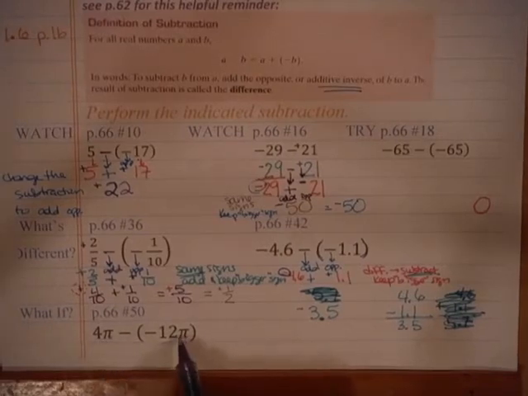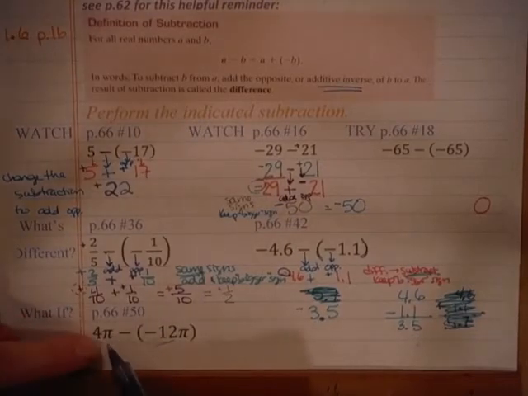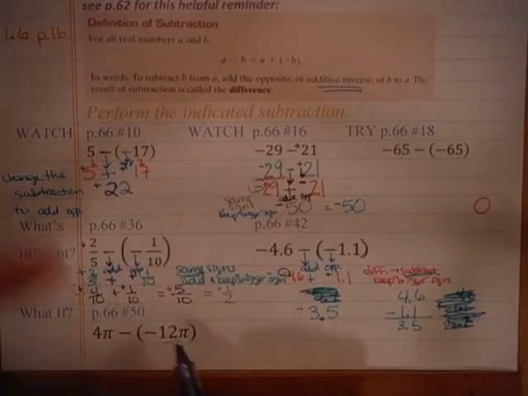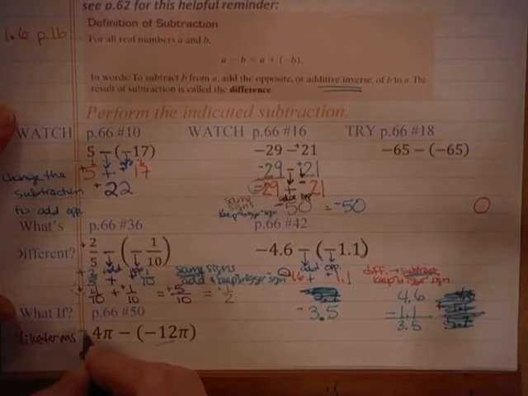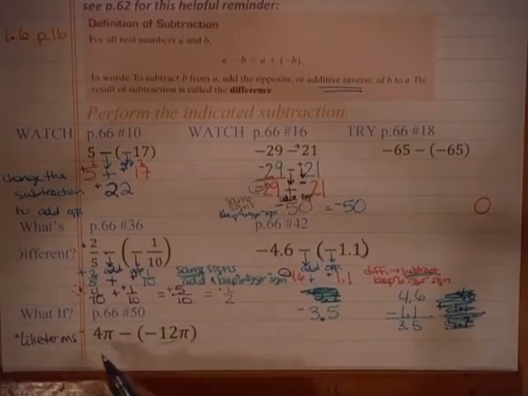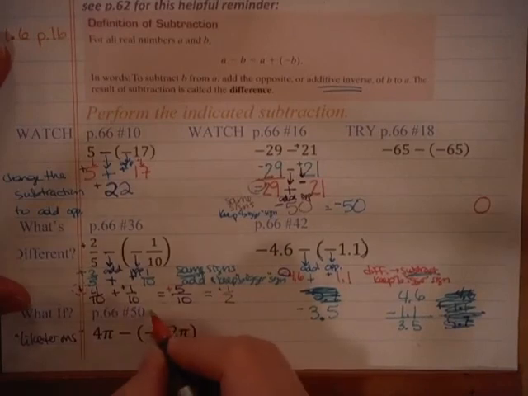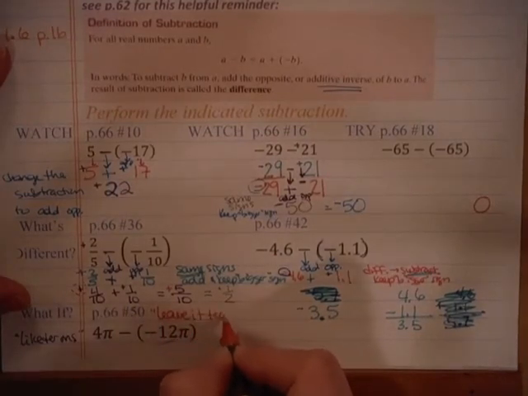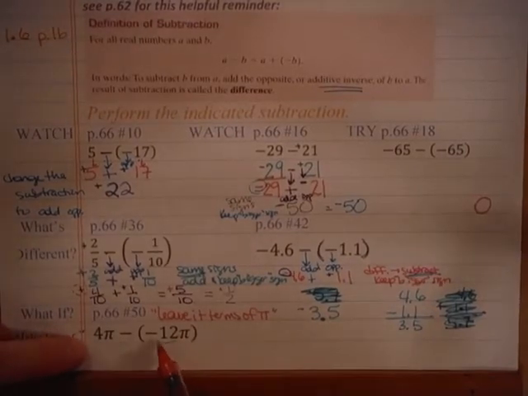So the good news is, as we head into this realm of learning how to deal with unknowns or algebra, pi can be treated as such. It can be treated just like a variable. And so we've got 4 pi minus a negative 12 pi. It's as if we were combining like terms. If pi were an x or a y, we'd be treating it as like terms. We're going to do that same thing now, just leave it in terms of pi. I'll write that phrase down too. Okay, so 4 pi minus a negative 12 pi.